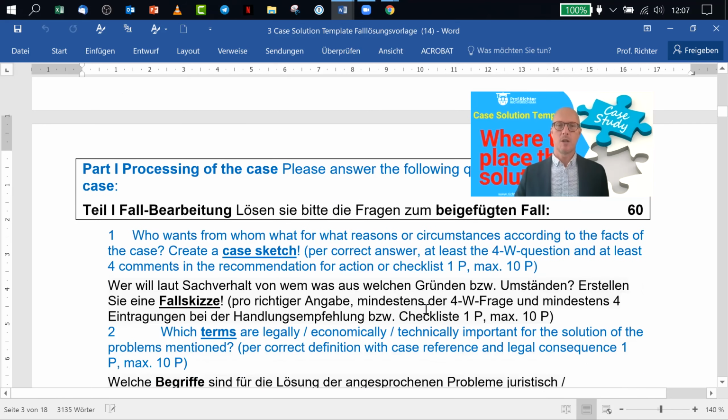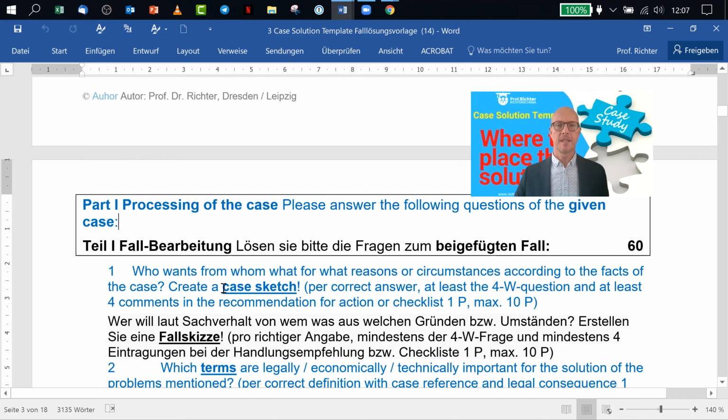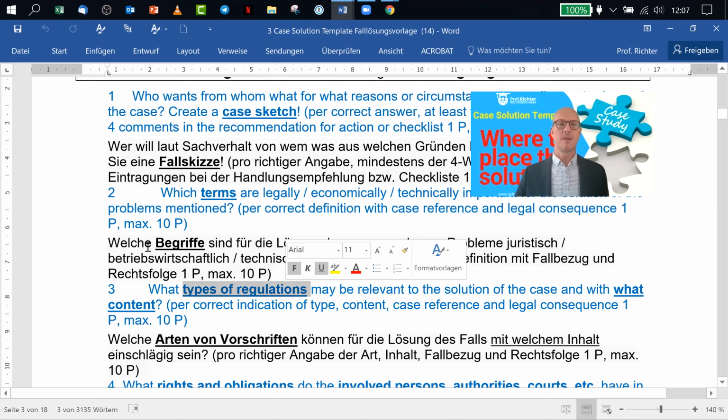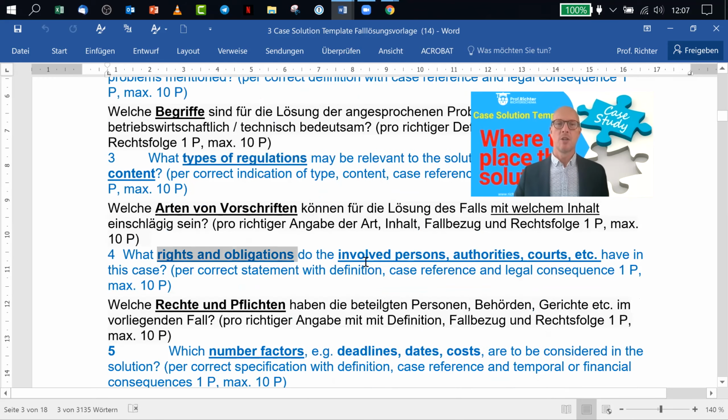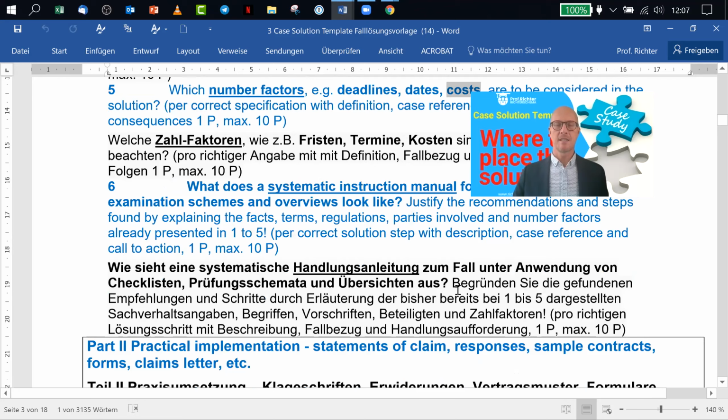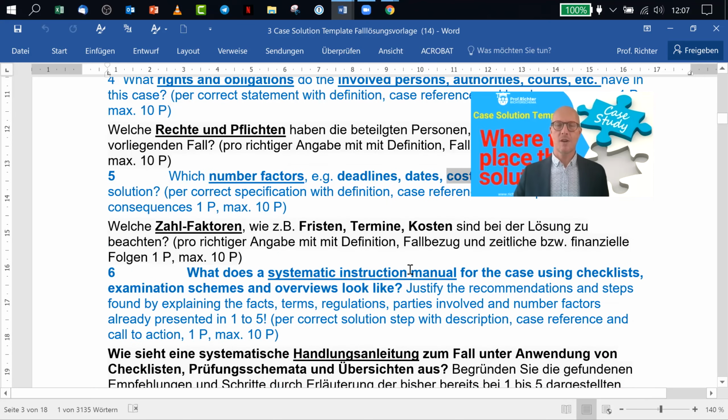The first question you will always get from me is that you should create a case sketch. The second one is about terms. The third one is about types of regulations. The fourth is about rights and obligations of the involved persons, the authorities, the courts. The fifth one is the number facts, for example, deadlines, dates, costs in the case. And the sixth question is about an instruction manual. So you should describe the steps you would take to solve this case, and you can use checklists and schemes and overviews.